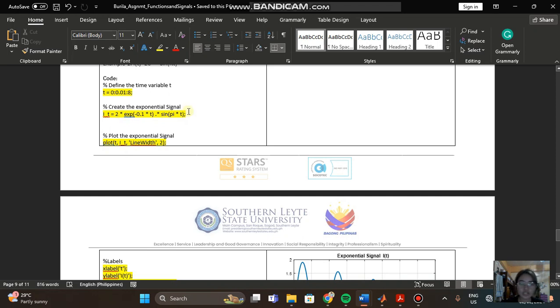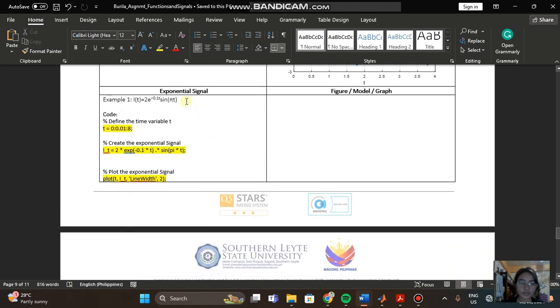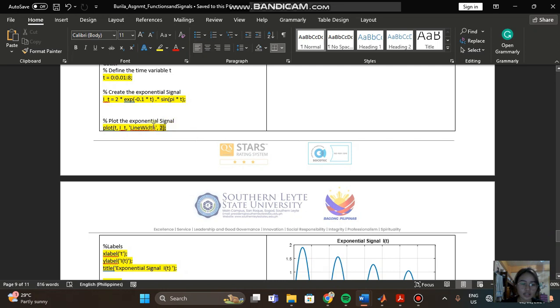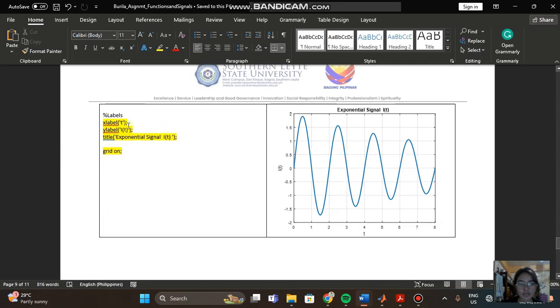So here, create the exponential signal. This is the exponential signal. I just described what it says here, so I put it there: 2 times exponential negative 0.1 times t times sine pi times t. So I plotted it. In this code, this is t, the time variable, then the exponential signal, then I also declare its line width of 2. Then its labels: x label t, y label the function, and of course the title.